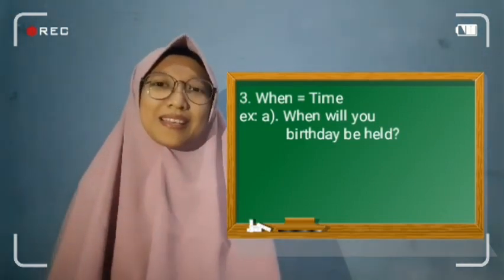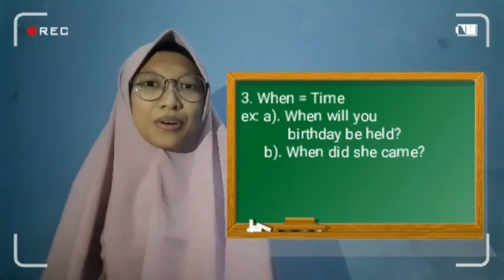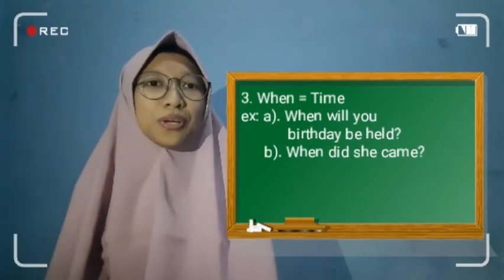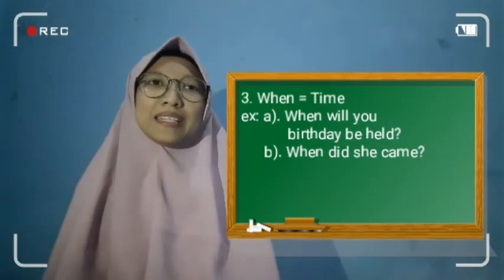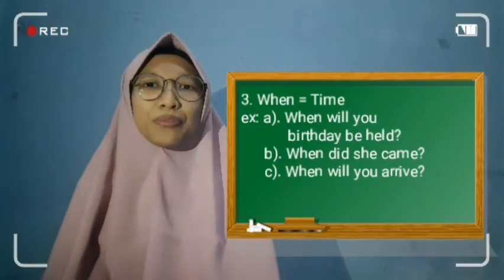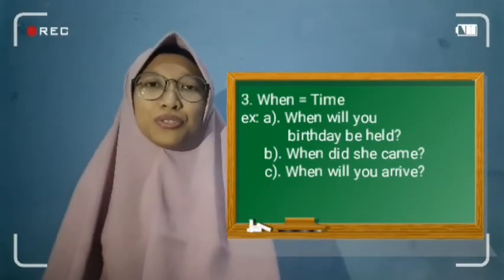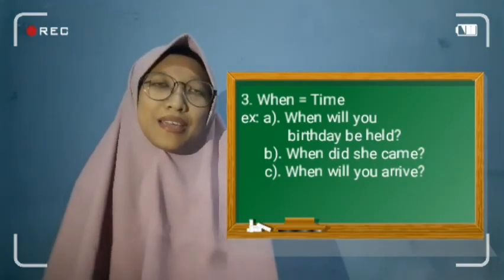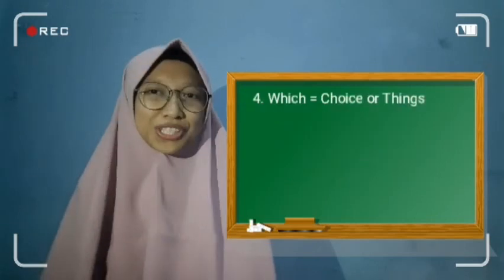Okay, next example. When did she come? When you don't know when your friend came, you can ask like that. Okay, the next example. When will you arrive? You can ask like that to know your friend's arrival information. Okay, next, which, the last.